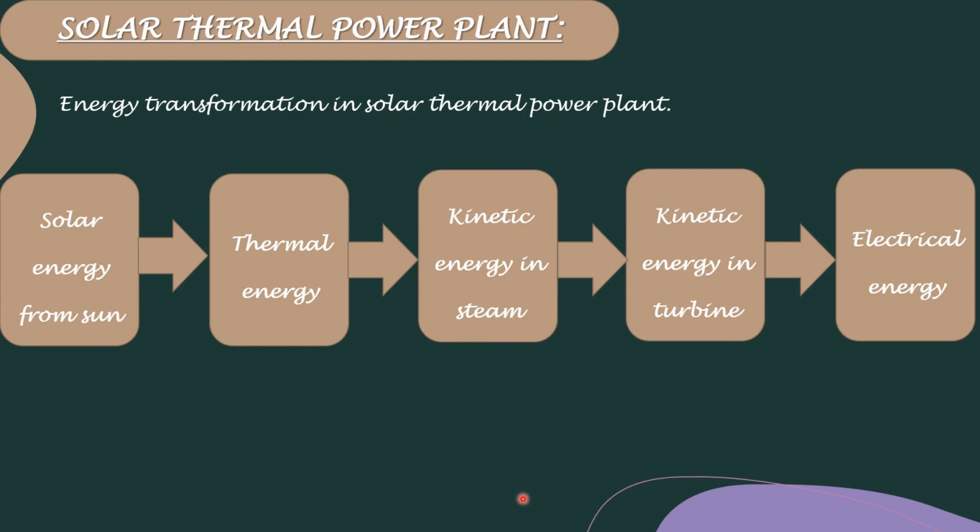In this, the heat energy is used to generate steam, which is directed on the blades of the turbine. Then after this, there is a conversion of kinetic energy in steam to kinetic energy in the turbine. In this step, the kinetic energy produced in the steam is then used to run the turbine. Then there is a conversion of kinetic energy in the turbine to electrical energy. And in this conversion, the turbine rotates the generator connected to it, which in turn produces electrical energy.